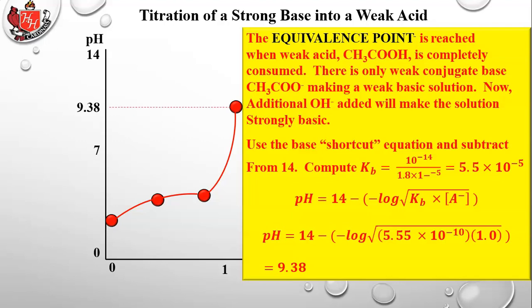So first you compute the Kb: 10 to the minus 14th over 1.8 times 10 to the negative 5th gives you 5.5 times 10 to the negative 5th. Again, that formula is on your acid-base roadmap. Then you have pH equals 14 minus that, and that gives you 9.38. Just a little bit of a messy equation, but there it is.